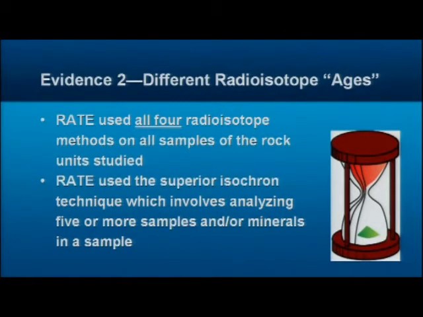So we said, okay, we'll get smart. We'll use all 4 methods on the same rock samples to really see whether these clocks agree with one another. And we also use the superior isochron method that I talked about earlier. Why is it superior? Because instead of using 1 sample, you use 5 or more samples. And in many of our studies, we used up to 20 samples so that nobody could accuse us of being fooled by limited data. And that's very important.